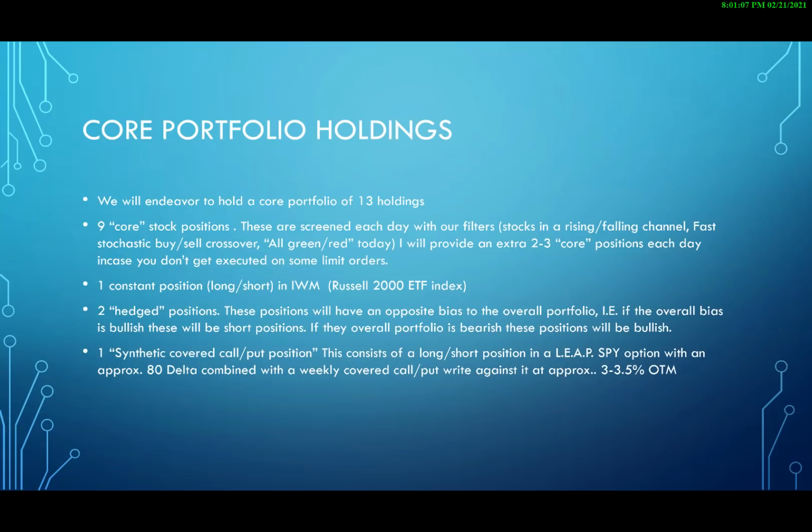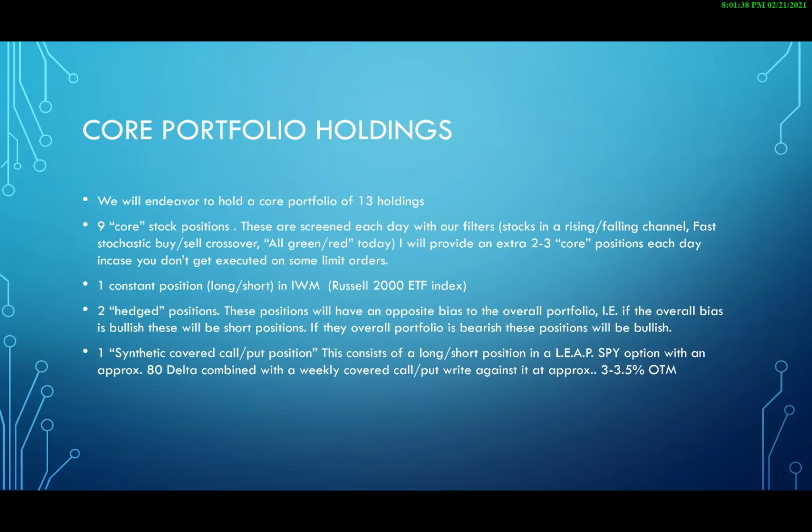Okay. In addition to those 9 core positions, we're going to have 1 constant position. That 1 constant position, whether it's long or short, depending on whether we are biased to the bullish side or the bearish side, is going to be in the IWM. Now the IWM is the Russell 2000. It's the ETF that tracks that. It is the small cap index.